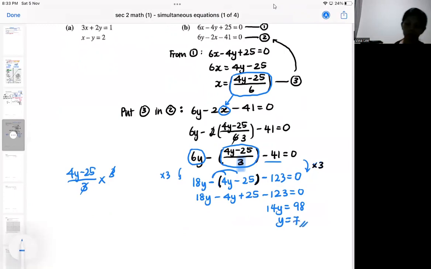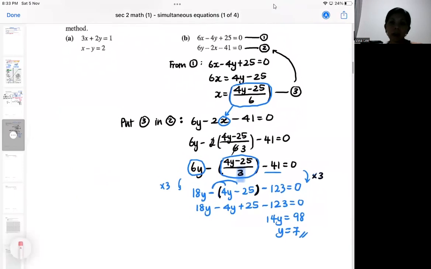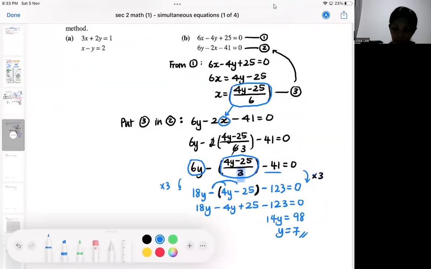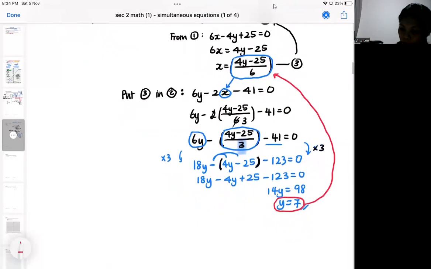So can you see? This is the substitution. When substitution involves fractions, you've got more chance of careless mistakes. That depends on how good you are in your technical aspect. Some people are full of careless mistakes. After you get your y, please remember, don't stop there. Put it back here. So you put back your y equal to 7 into number 3.